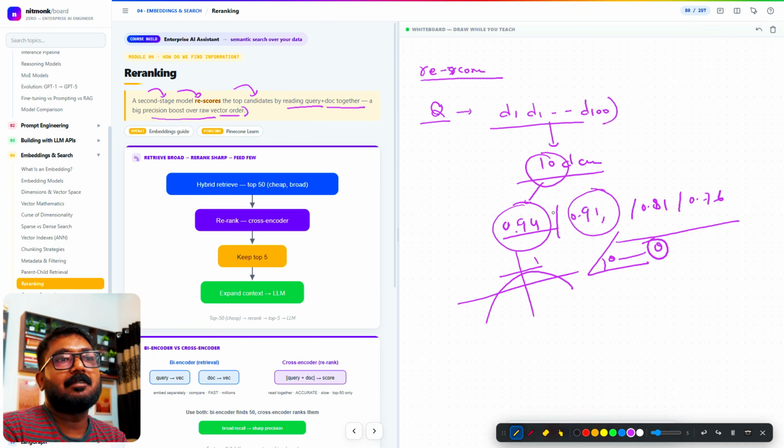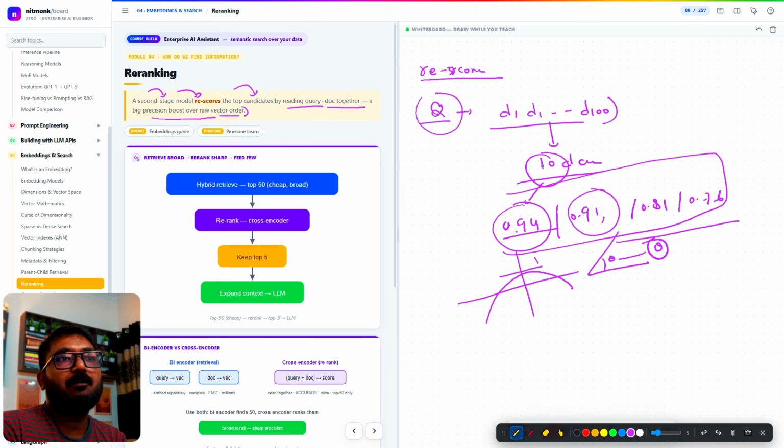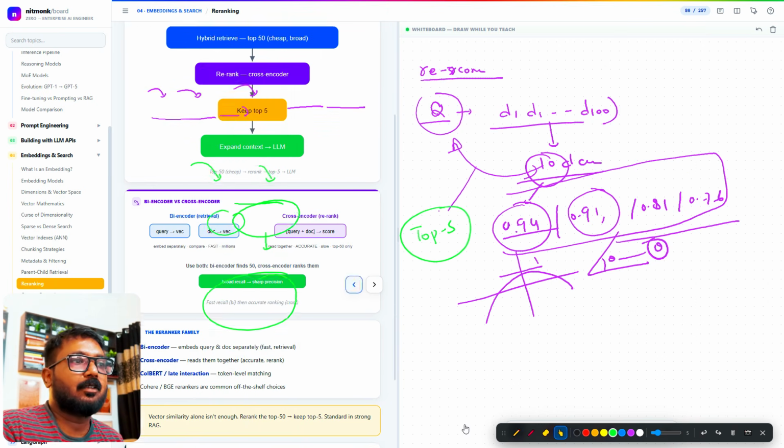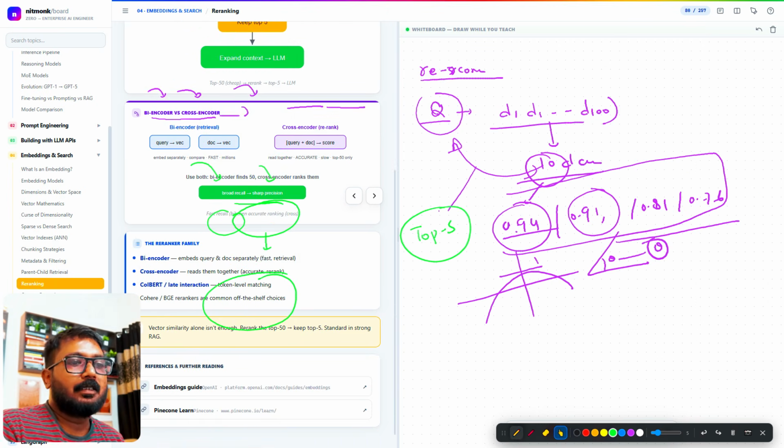There comes the re-ranking. There we try to understand the query of the user, these 100 outputs, and we try to compare and see, yes, these top 5 could be our answer, right? So hybrid retrieve, we already understand lexical search and metadata filtering, and then top 5. Then we do the cross encoder re-ranking, keep top 5, and that we send to the LLM, and that is all about re-ranking, right? So there is bi-encoder and cross encoder.